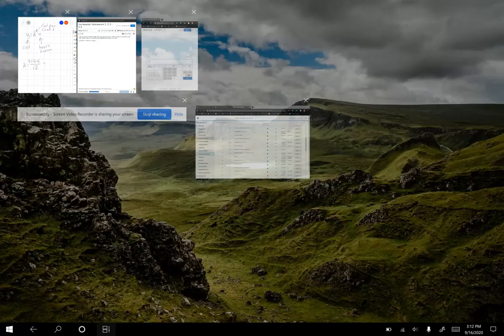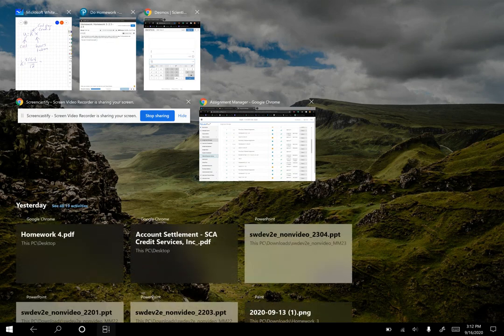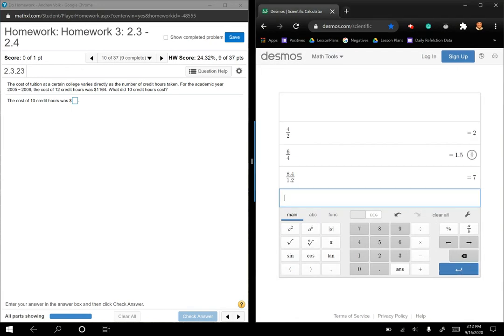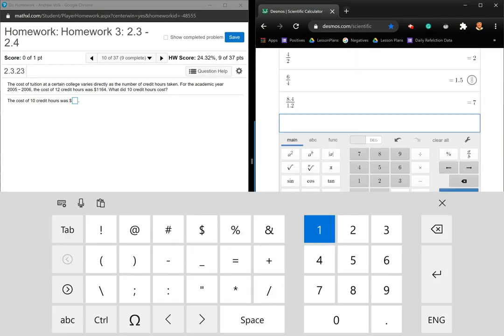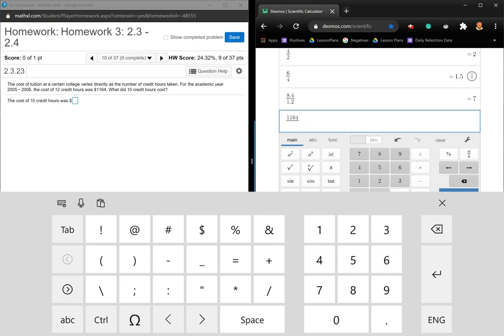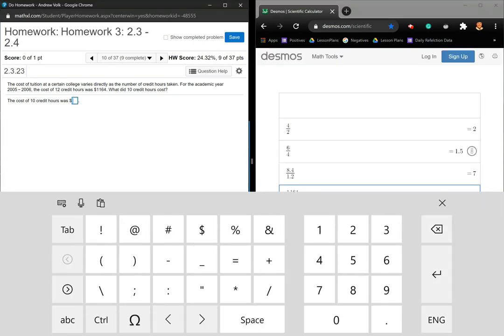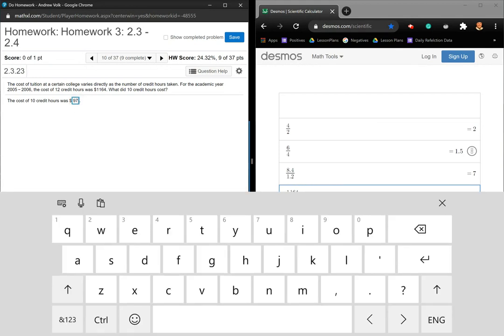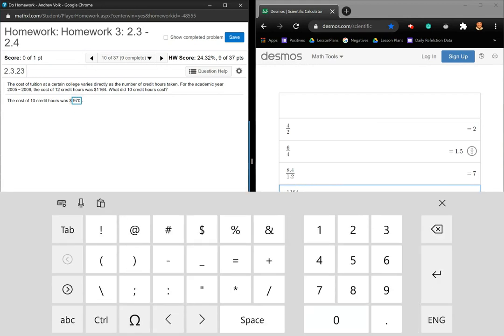I'm going to jump over to my calculator. I've got $11.64 divided by 12, and I got 97. It would be tempting to just say, oh, my answer is 97, right? But that's not what 97 means. 97 is the cost per credit hour, which means if I do 10 credit hours, I need to multiply that by 10. So I'm just going to say 97 times 10, so that's 970.